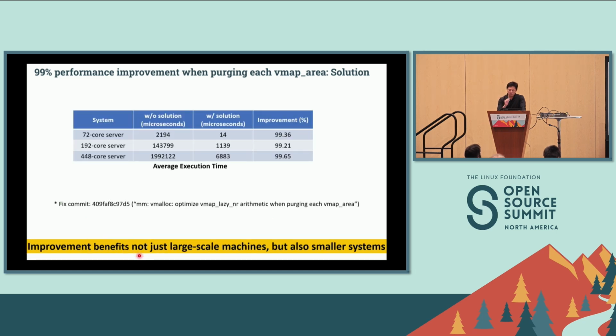Okay, let's check the real-world impact. The performance gain was substantial on three tested servers, representing a 99% improvement on a 72-core server, a 92-core server, and a 448-core server. So this demonstrates that the improvement benefits not just large-scale machines, but also small systems. And this fix is upstream, and the information is shown here.